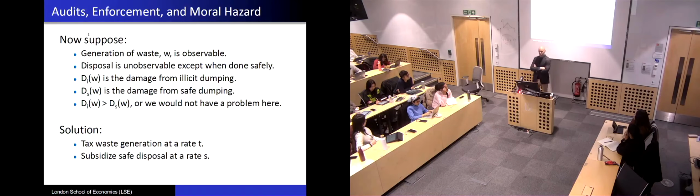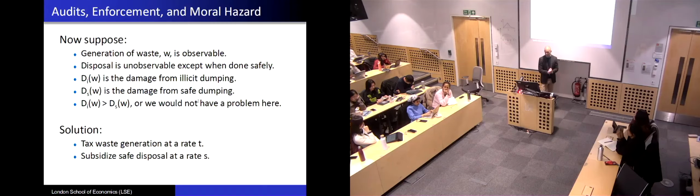All right, so generation of waste, W, is observable, and disposal is unobservable, except when done safely. So we just don't know if people dump it illegally. We just don't have that kind of amazing measure in this paper. DI(W) here is the damage from illicit dumping, DS is the damage from safe dumping, and again, we're going to make this assumption that it's just cheaper to dispose of the waste illegally, okay? Otherwise, we don't really have a problem. But I agree with you, your point that we don't know exactly what it is.